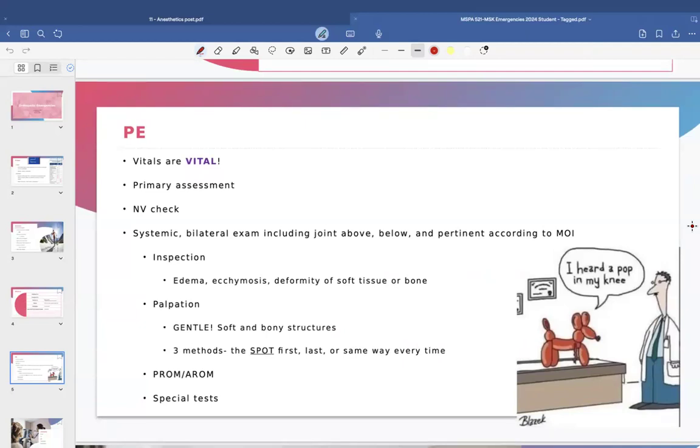A lot of people say that you find out the most critical parts of your examination when you're actually listening to the patient and seeing what hurts too. But go soft when you're doing your palpation as much as possible. You are going to have to range and palpate over soft tissue and bony structures that are pretty fragile and may have just been injured.